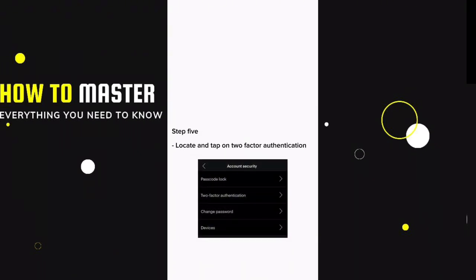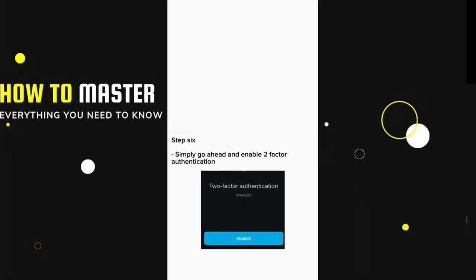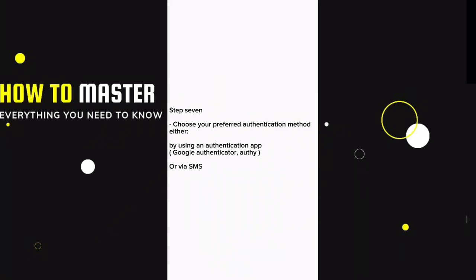And in the security section, find the option for two-factor authentication. Then once you do, click enable. You'll then be prompted to choose an authentication method. So either via an authentication app like Google Authenticator or by SMS.